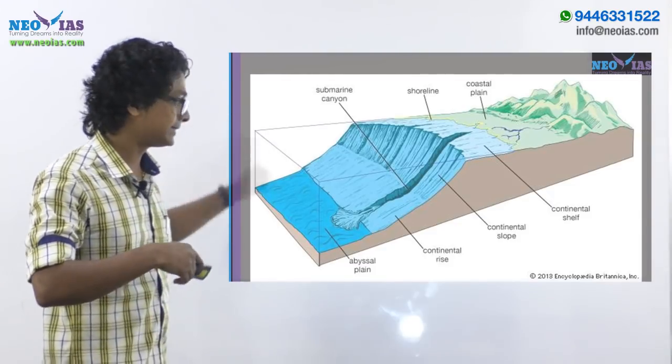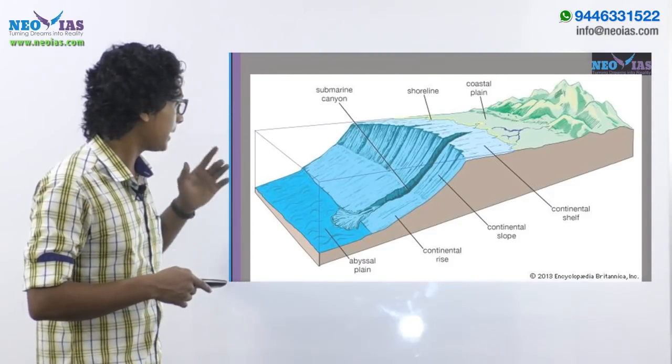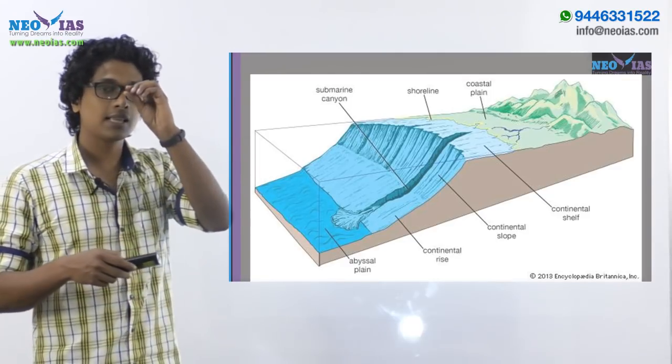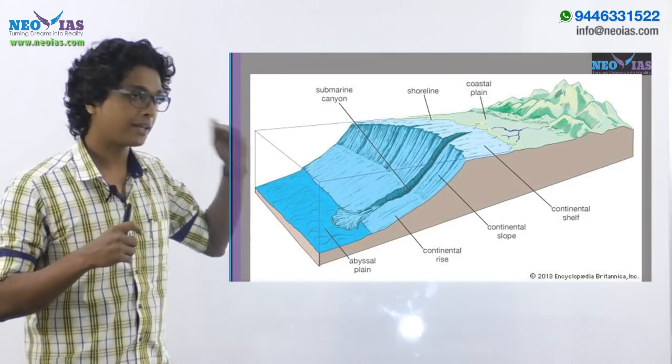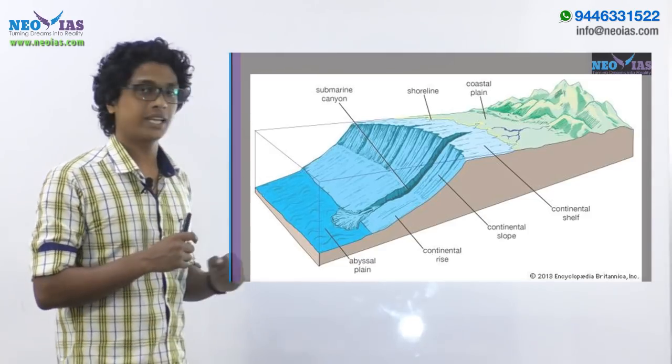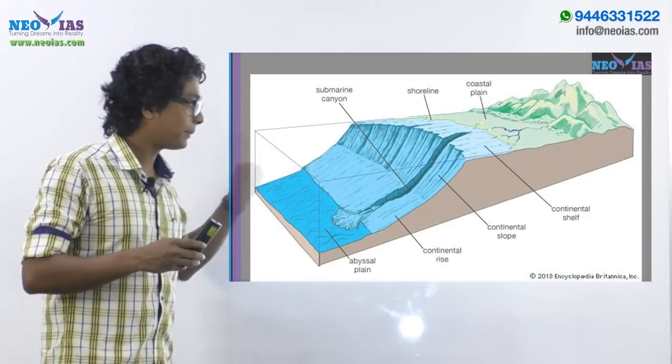Now comes the abyssal plain. Abyssal plain means simply the layer of sediments which are getting deposited over the oceanic floor, and that we call abyssal plain.